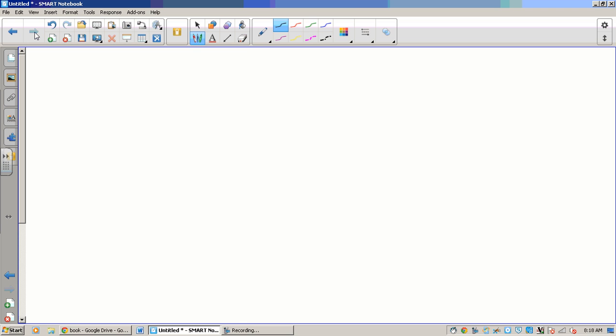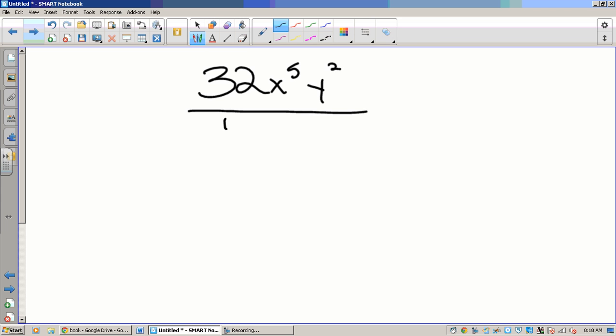Simplify this expression. I want you to write this down: 32x to the 5th, y to the 2nd, over 4x, y to the 7th. I want you to do this problem and check it with a neighbor. This is a time when you can talk, but do the problem.